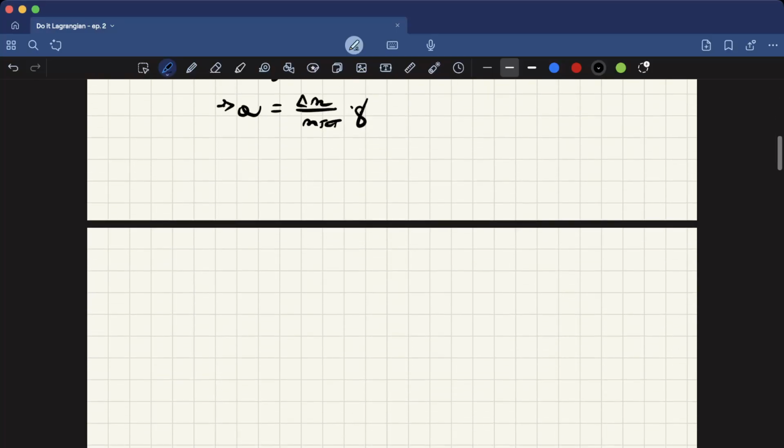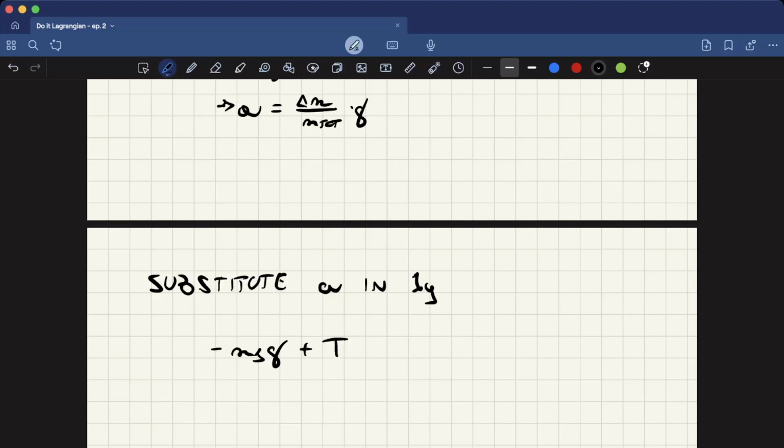So now substitute, for example, a in the equation 1y, which will be minus m1 times g plus the tension equal to m1 times delta m over the total mass, and here we have times g.